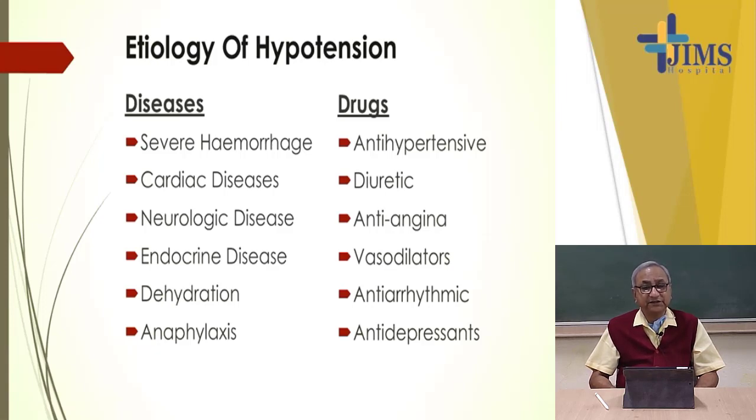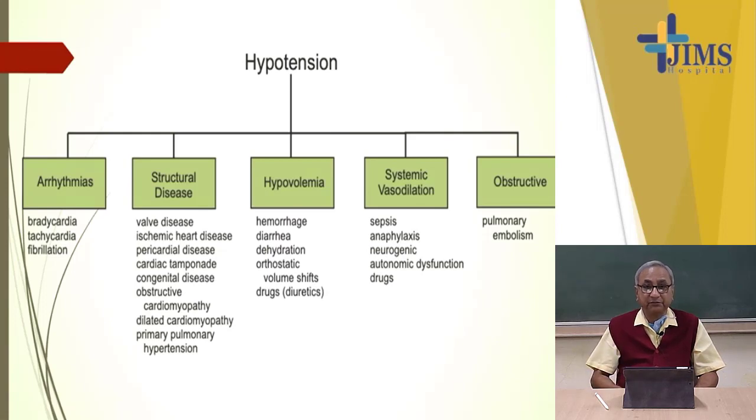What are the drugs which cause hypotension? The antihypertensives, of course, diuretics, anti-angina drugs, vasodilator drugs, antiarrhythmic drugs, and antidepressant drugs. So, if we put it into a chart, we can see that arrhythmia, which consists of bradycardia, tachycardia, or fibrillation, causes hypotension.